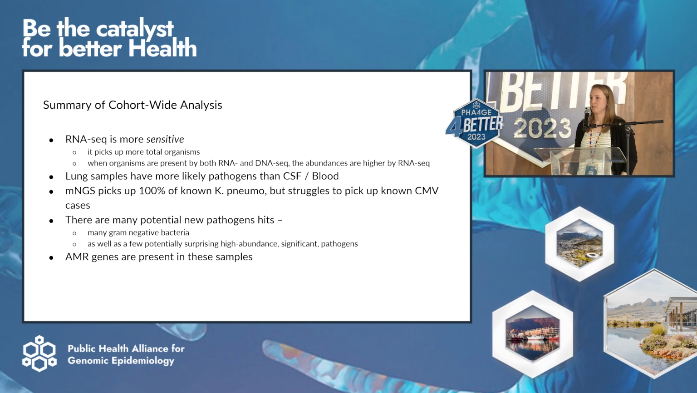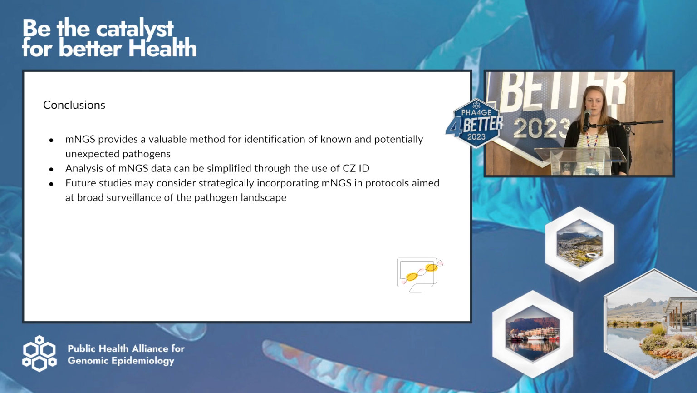There were a number of potentially new pathogen hits, and the AMR genes that we saw present in the samples are interesting and might be something to look into further. So altogether, metagenomics provides a valuable method for identifying known and potentially unexpected pathogens. Analysis of this data can typically be relatively complex, but can be simplified through the use of tools such as CZID. We suggest that future studies might consider adding in a component of metagenomics, if possible, to do some of that broad surveillance of the pathogen landscape in order to reduce the bias due to existing testing.